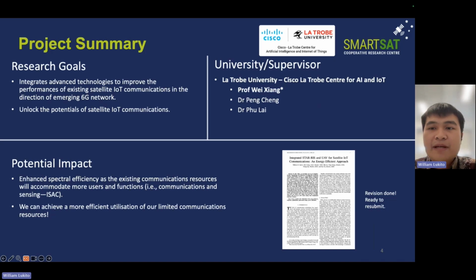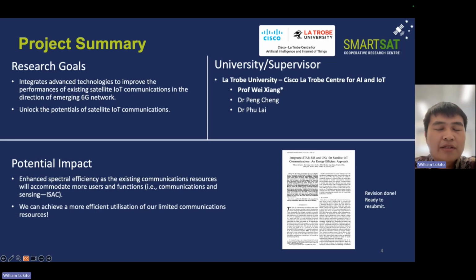Okay, so regarding the project summary, initially our research project aims to integrate advanced technologies such as deep learning, reconfigurable intelligence surfaces, etc., to better improve the performance of existing satellite IoT communications in the direction of the emerging 6G network.